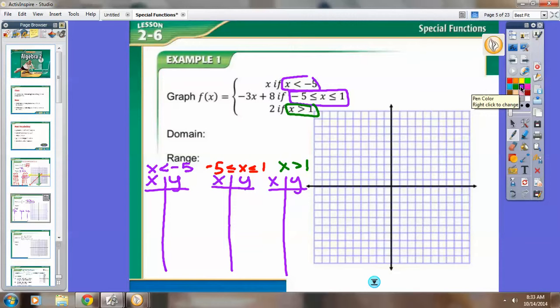So in our first XYT chart, let's pick values that are less than -5. The first value we must put in is -5. Please write this down with me. The first value has to be -5, even though it's not equal to, it still is the endpoint of your graph. Let's pick additional values that are less than -5: -6, -7, -8, -9.